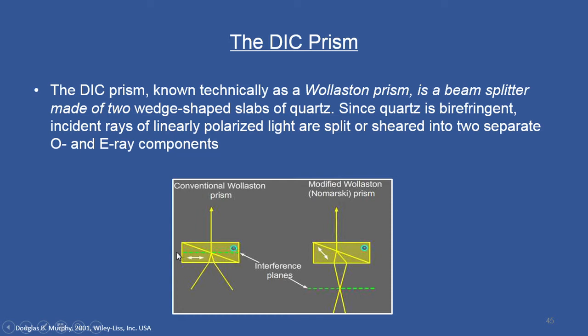And what you see here in the center is the interference plane. And what is the modified Wollaston prism or Nomarski prism? You have the two wedge-shaped slabs, but the orientation is a little oblique. And what is the consequence of that? Because the orientation is oblique, your interference plane is shifted out of this prism. So, your Nomarski prism is nothing but a modified Wollaston prism.